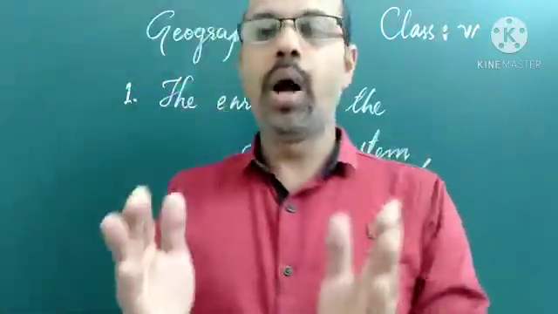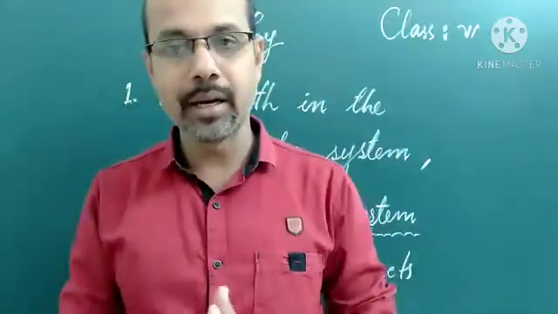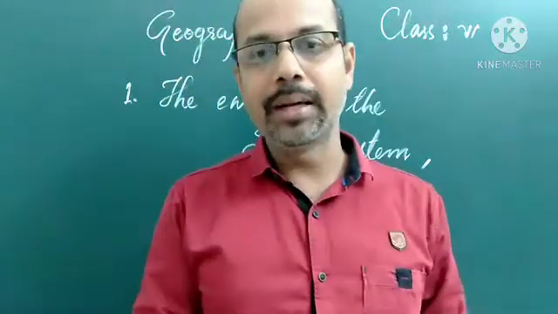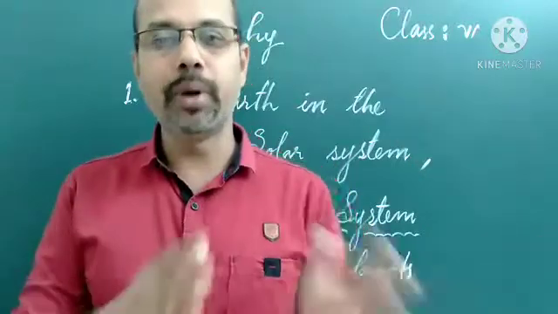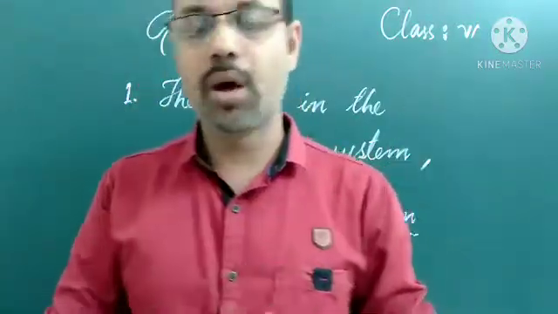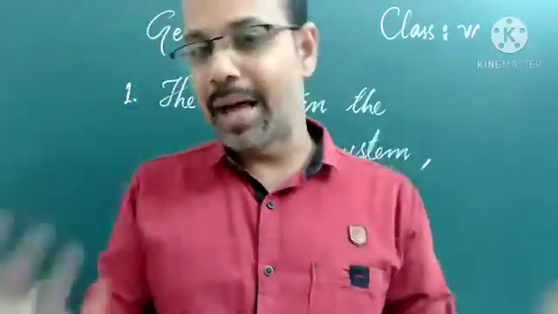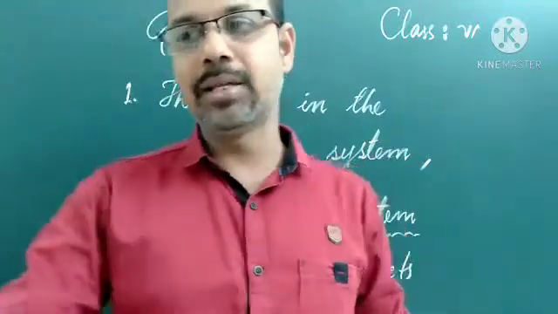So here, what is the solar system? The solar system includes the sun. The sun is the center of the solar system. There are 8 planets. We know there were 9 planets earlier, but Pluto has been removed from the group of planets. It is considered a dwarf planet. Now the sun, 8 planets, satellites also. There are many satellites and other celestial bodies.